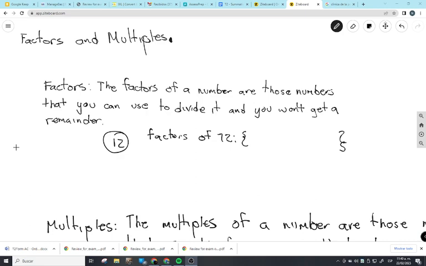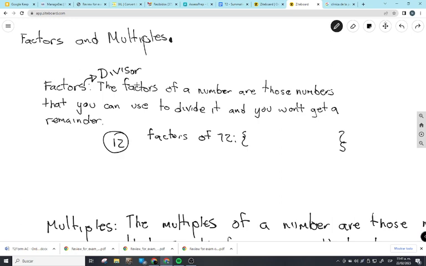Well, I had the definition prepared here, so let's check first factors. Take into account that factors is the same as divisors. So you can hear this word or this other word and it means exactly the same. So factors or divisors of a number are those numbers that you can use to divide it and you won't get a remainder. So let's take for example the number 12.